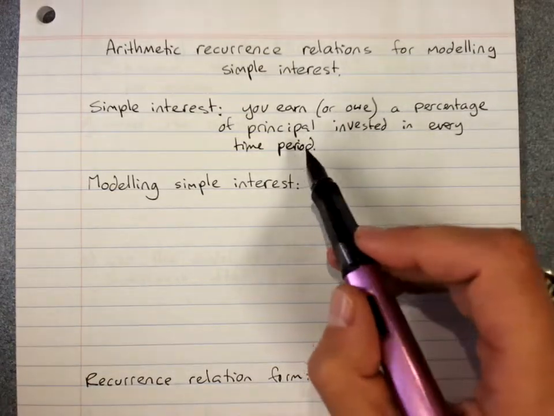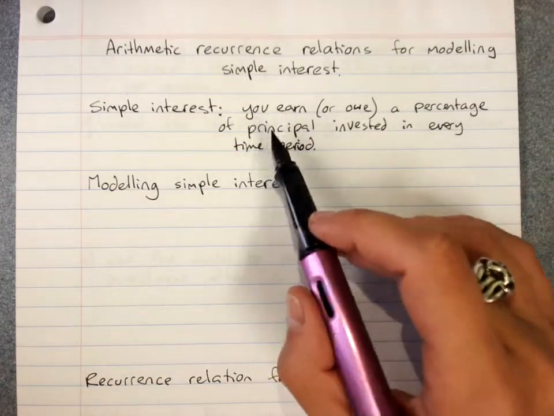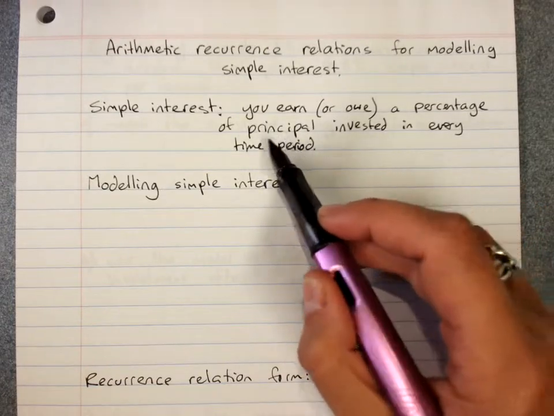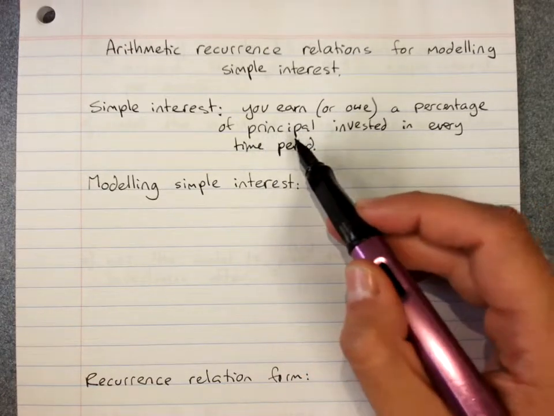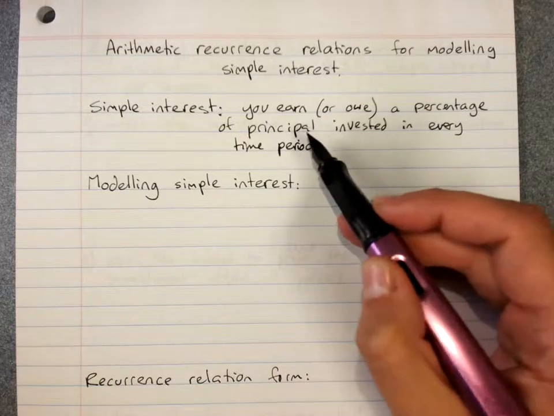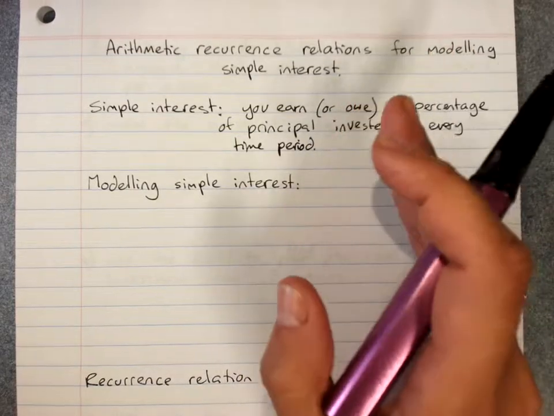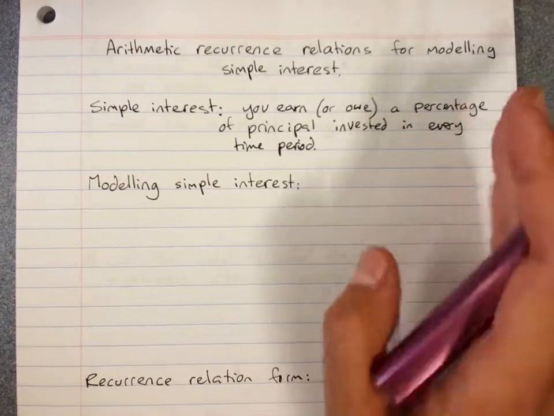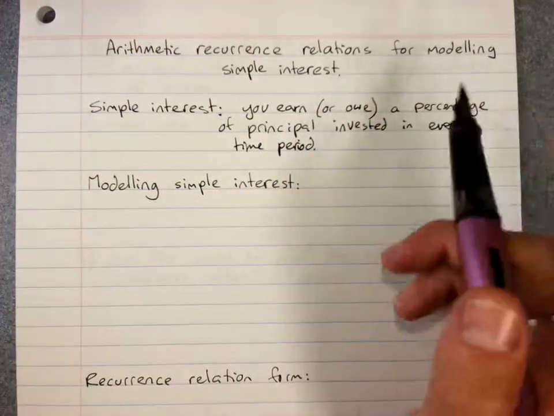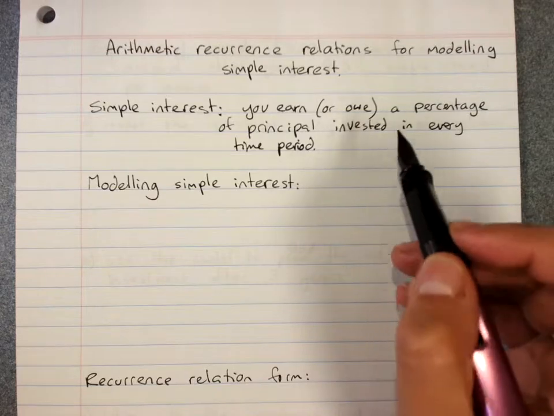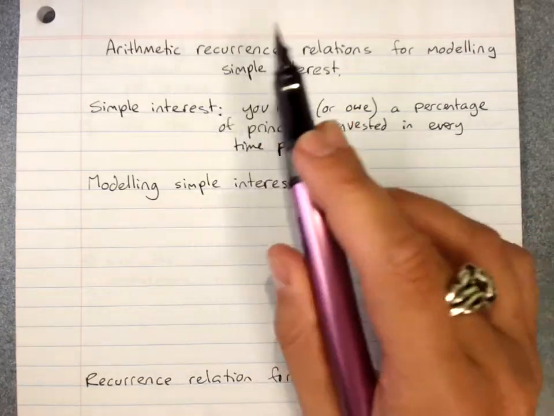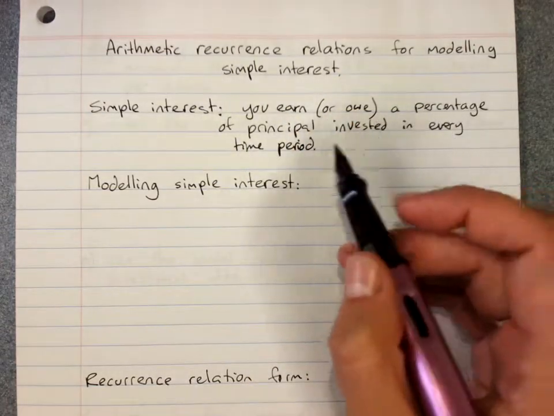You'll remember simple interest from possibly year 10. Say I've got $100 invested, that is the principal, and I'm earning 10% simple interest. 10% of $100 is $10. I would just get an extra $10 every year. That's it. It's really boring. So obviously, since I'm adding $10 every year, this is an arithmetic recurrence relationship.